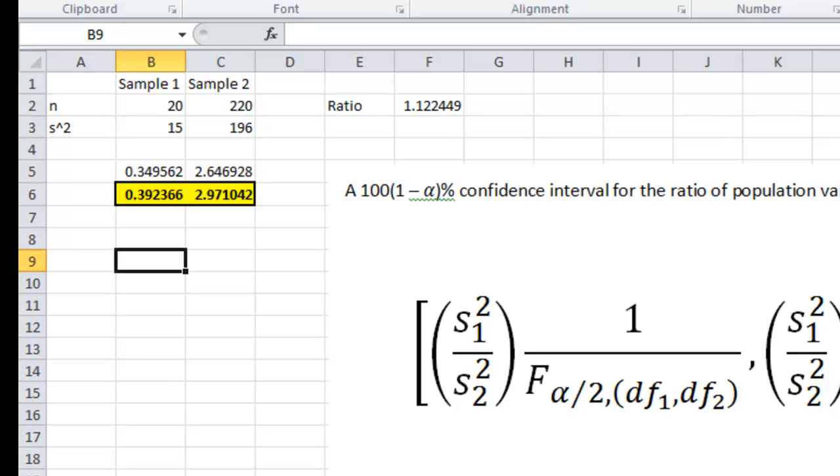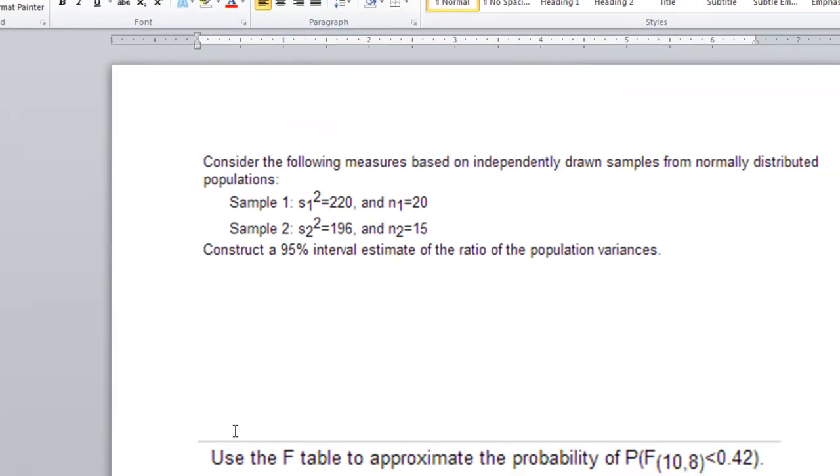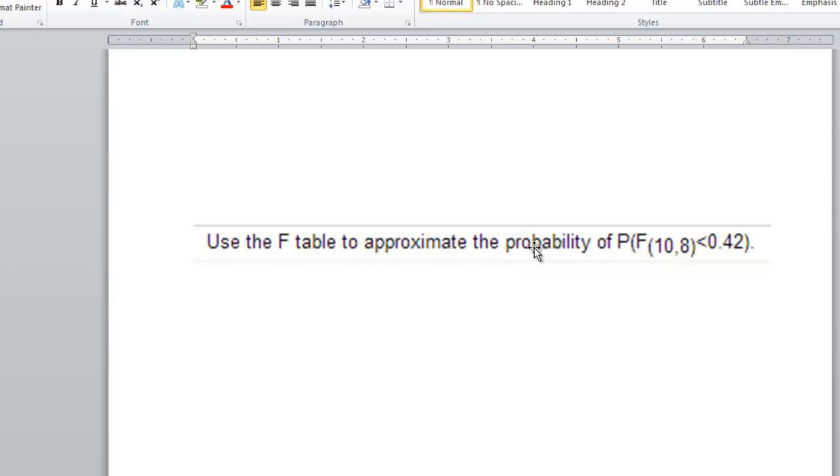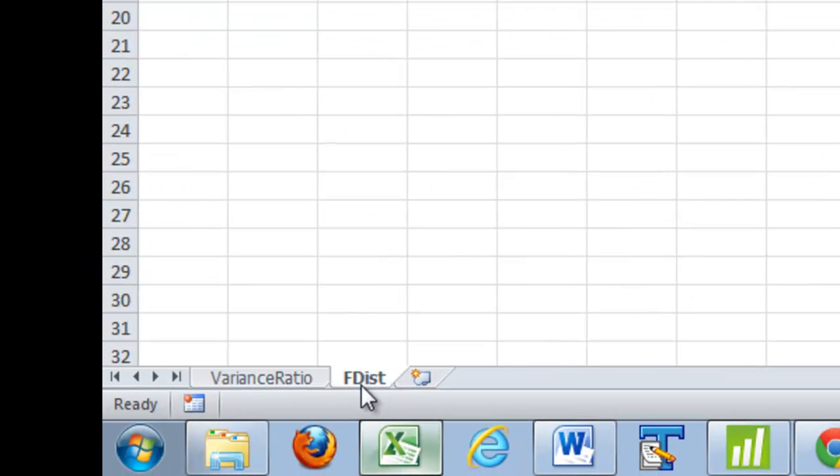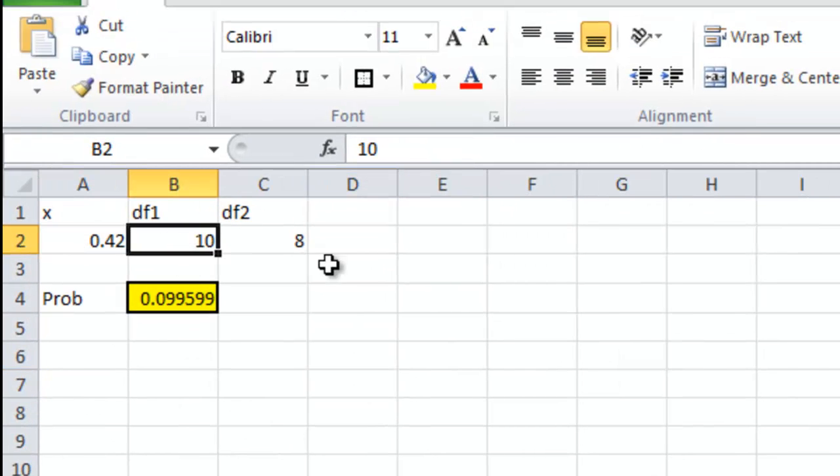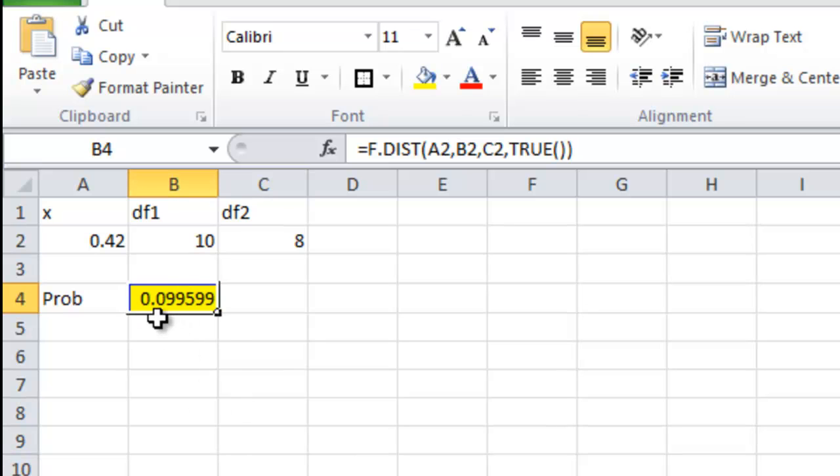The second question that you might get a little confused on, there are two that are similar to this. You might get one of them or you might get both. It is: use the F table to approximate the probability that the F with 10 degrees of freedom in the numerator, 8 in the denominator, is less than 0.42. If we go to that spreadsheet and go to the second worksheet called FDist, I put in X, degrees of freedom 1 for the numerator, degrees of freedom 2 for the denominator, and I see that it's approximately 0.10 to 0.09.